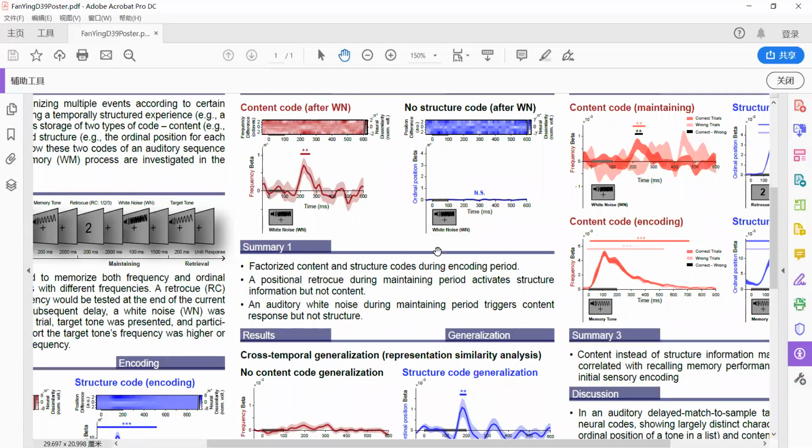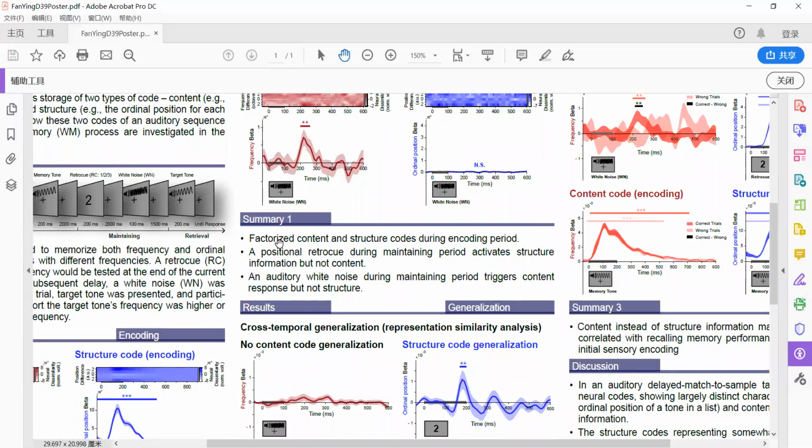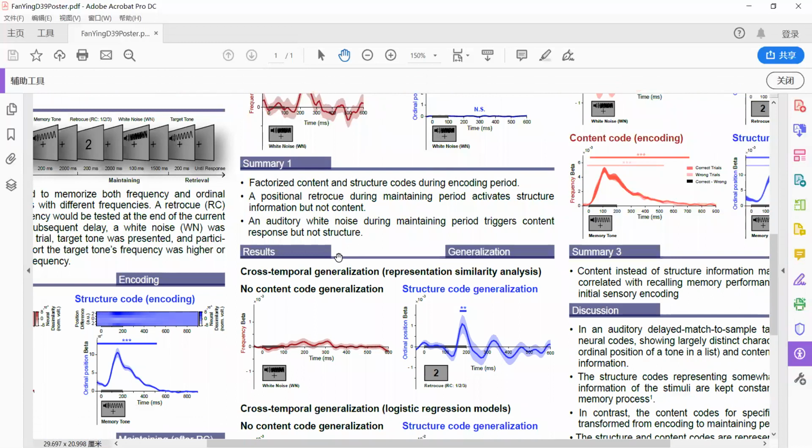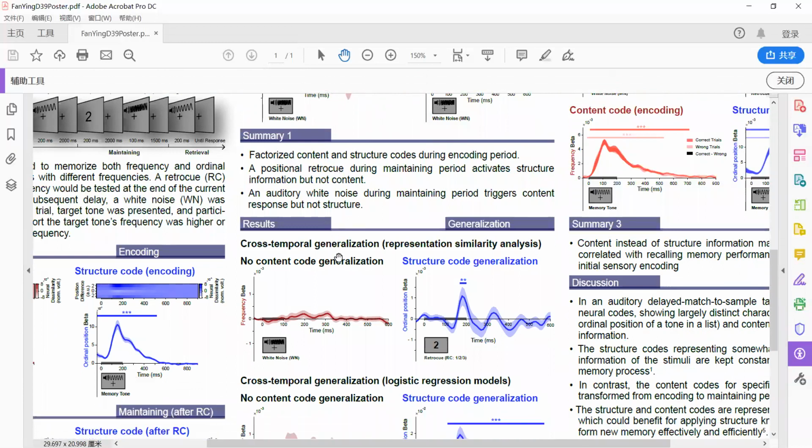So we come to our first summary. There exist factorized content and structure codes during the encoding period. A positional retro cue during the maintaining period activates structure information but not content, and the auditory white noise during the maintaining period triggers a content response but not structure.